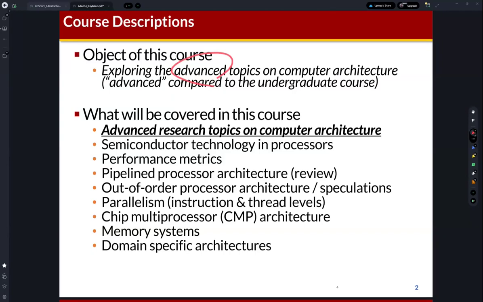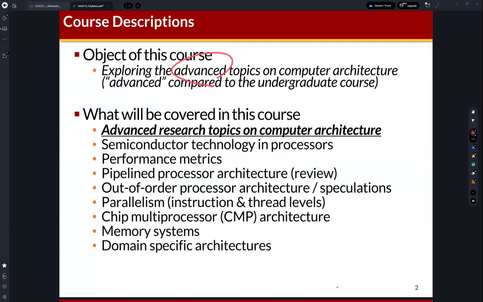We will also cover the performance metrics. We need to measure performance. We need to compare the performance of two different systems when we do research, so we need to measure the performance of architectures, processors, or computer systems enhanced by your ideas. Or we can also compare the performance of two different systems. So I will cover these performance metrics. Okay.